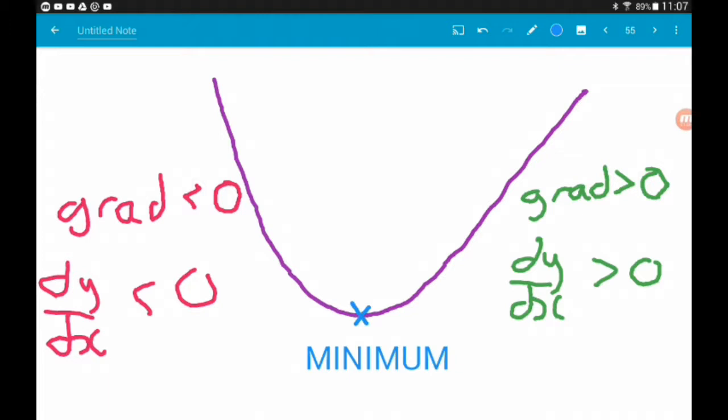To the left of a minimum, our gradient is negative, so it's less than 0. So the curve comes down to this minimum point where it doesn't go any lower, locally at least, and then here the gradient is equal to 0, and then on the right the gradient picks up again, so the gradient is greater than 0, it's positive, so the curve is increasing again.